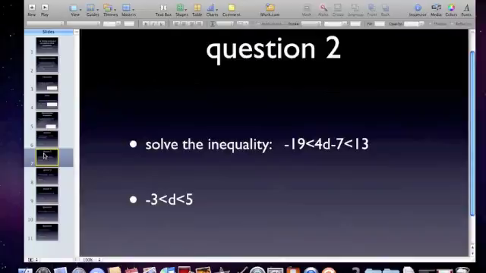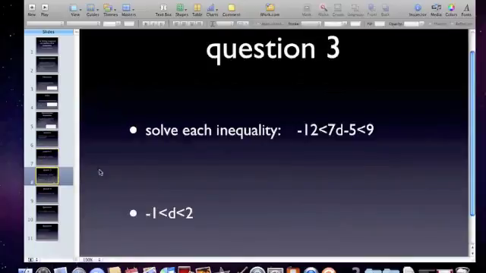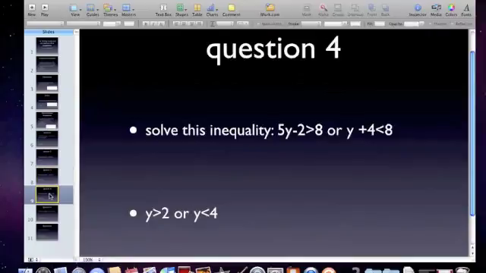Question number 2. Solve the inequality: -19 is less than 4d minus 7 is less than 13. Solve it, you should get -3 is less than d is less than 5. Question number 3. Solve the inequality: -12 is less than 7d minus 5 is less than 9. Once you solve it, you should get -1 is less than d is less than 2.